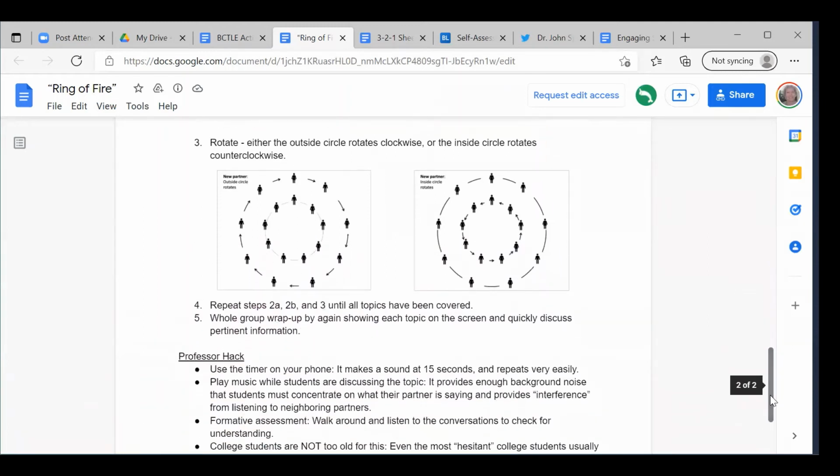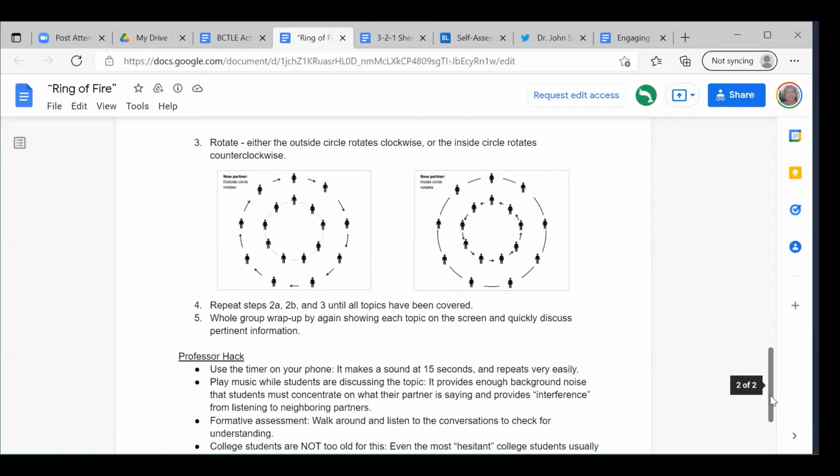And then I have them rotate. You can see the outside I have rotate clockwise, inside is counterclockwise. You can do however you want. But that way they're rotating and they get to a different person. And then we just repeat those steps until we've covered all of the topics that I wanted to cover. Usually it's about 8 or 9 or 10 topics. This takes about 15 minutes.